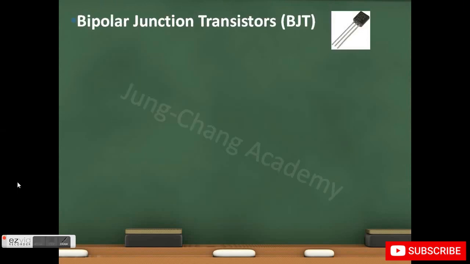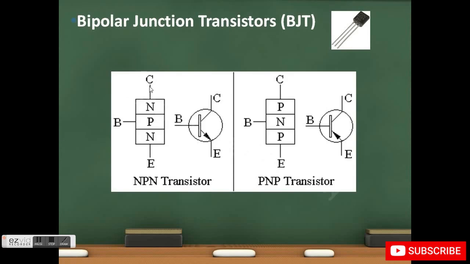Next, we're going to look at bipolar junction transistors, BJT. Bipolar junction transistors have three terminals: a collector, a base, and an emitter, and they are manufactured in two types, NPN and PNP. In an electrical circuit, we often draw an NPN transistor like this and a PNP transistor like this. The basic function of a BJT is to amplify current.